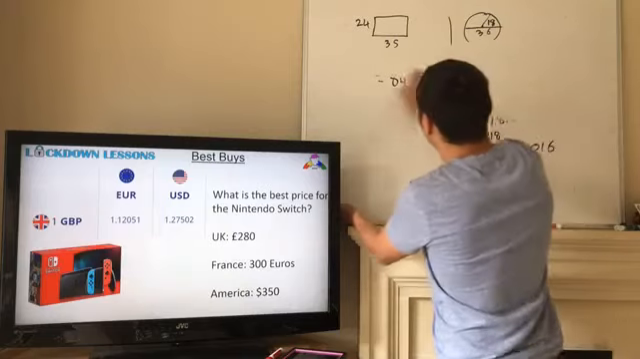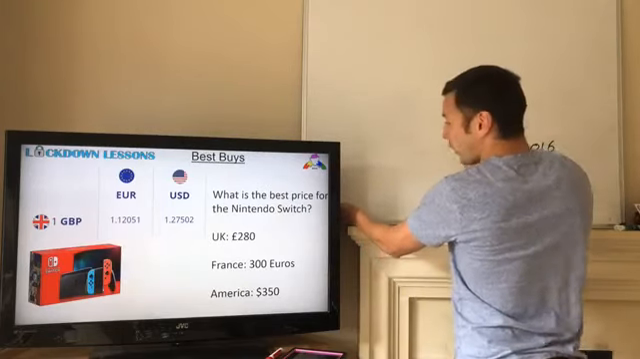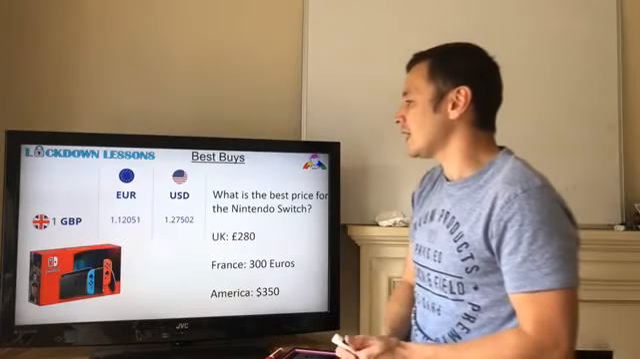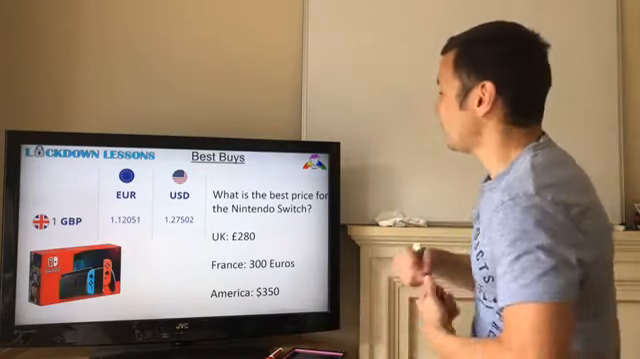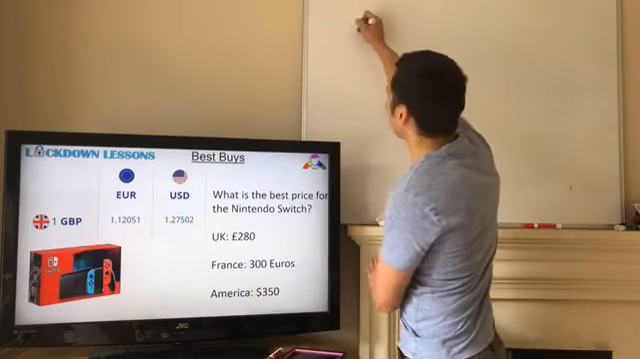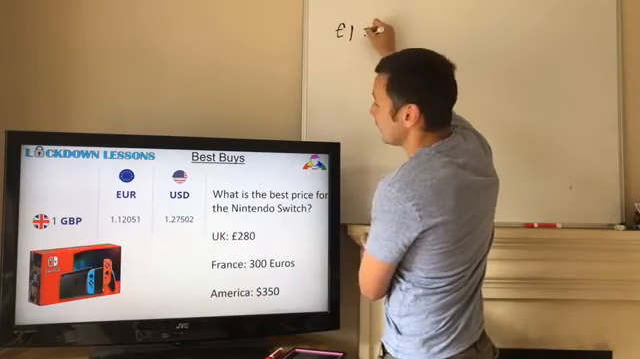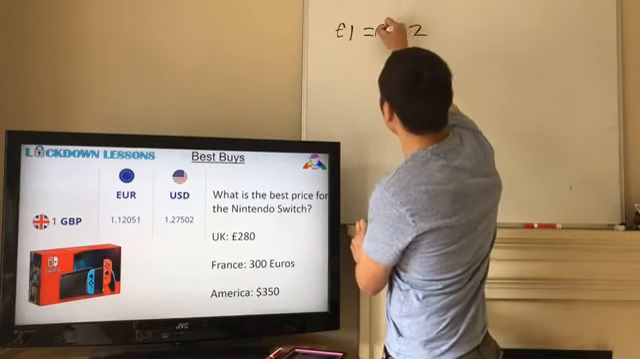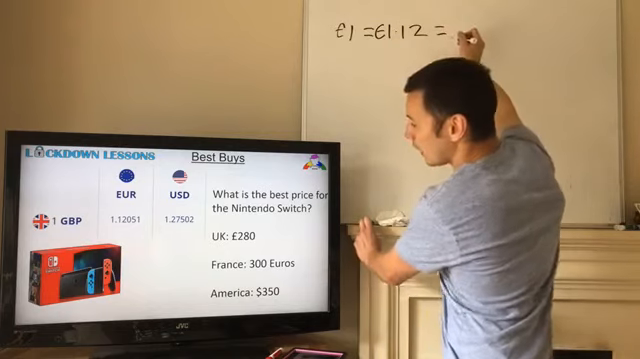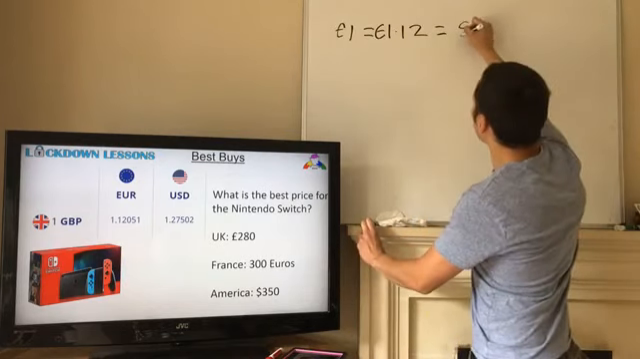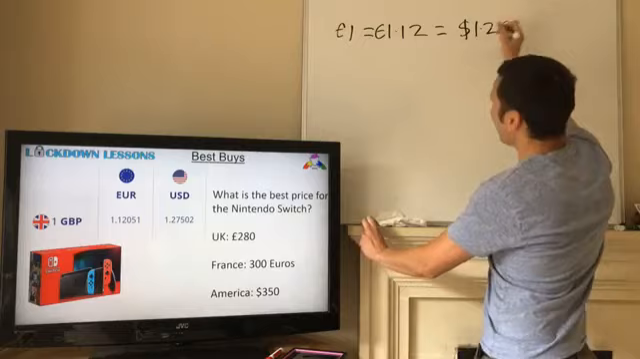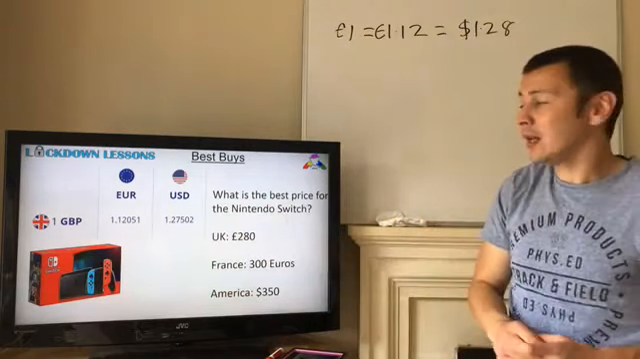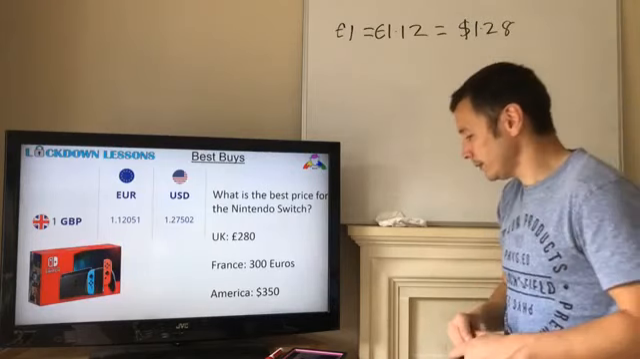I want to know, these are prices I've got off the internet for a Nintendo Switch. Where is the Nintendo Switch the cheapest? If you can't see those, I'll write those down there, so we'll say £1 equals 1.12 euros, and that also equals $1.28. So can you work out where is the cheapest place to buy a Nintendo Switch?